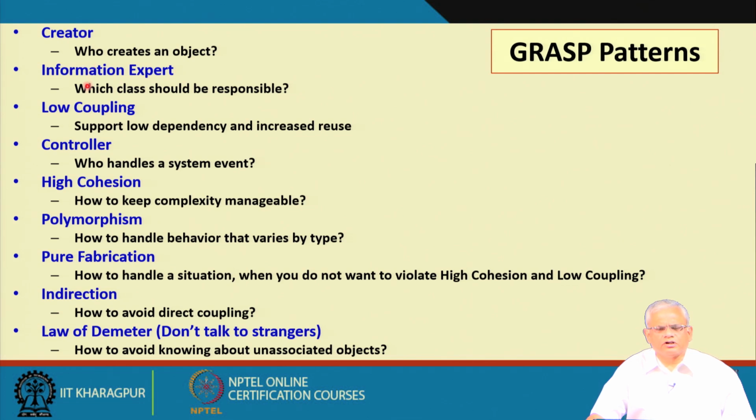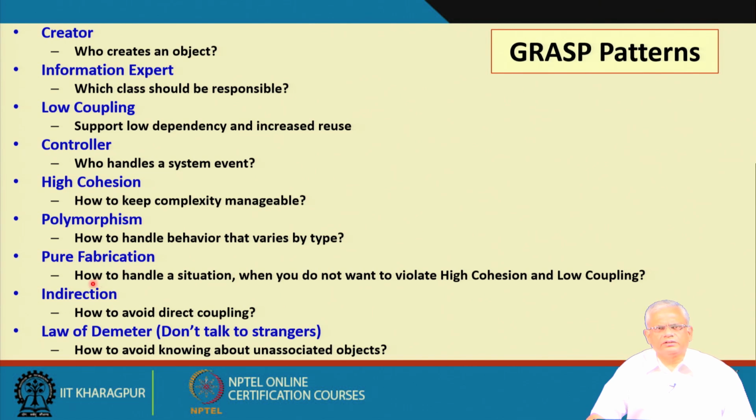And then we have the low coupling pattern, which is how to enhance low coupling, low dependency among classes. Similarly, high cohesion, how do we have high cohesion among the classes and keep the complexity manageable. The polymorphism pattern, how do we handle the behavior when there is an inheritance hierarchy and we do not want to check the type and then call the method, we should use polymorphism.